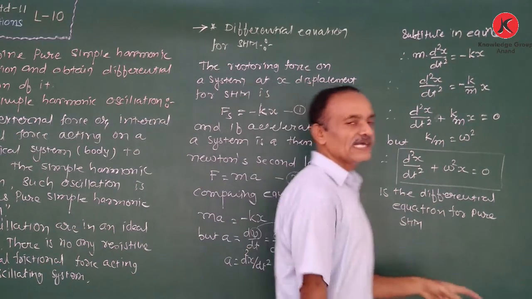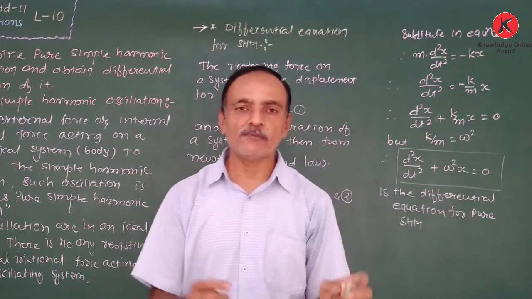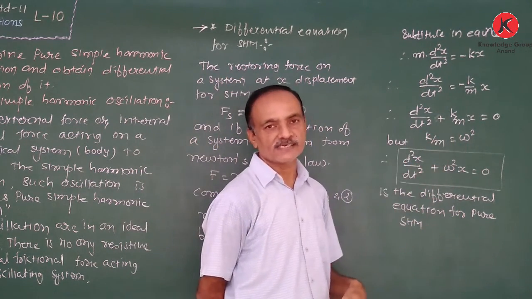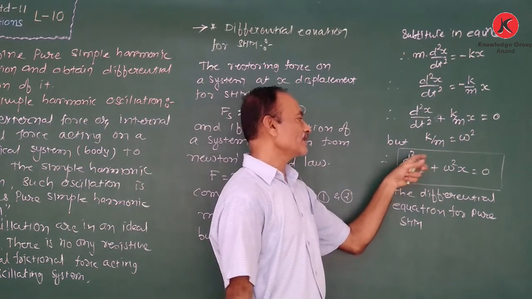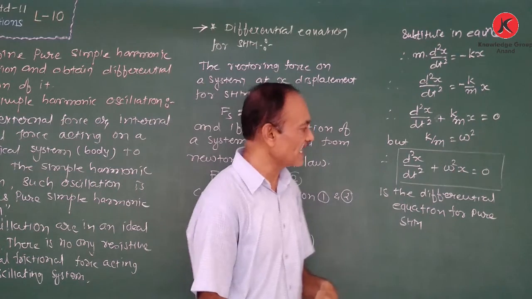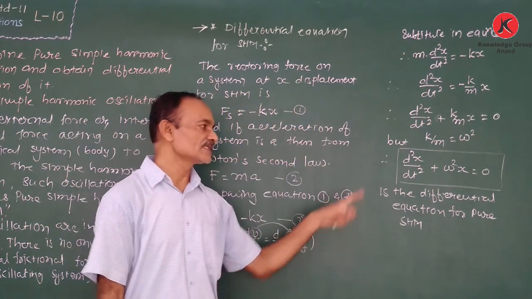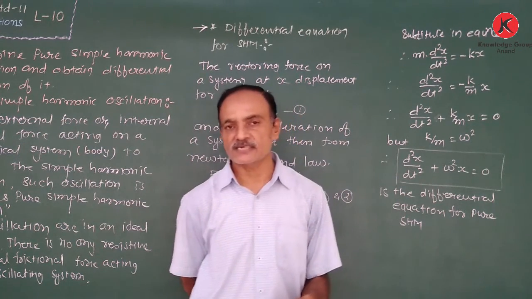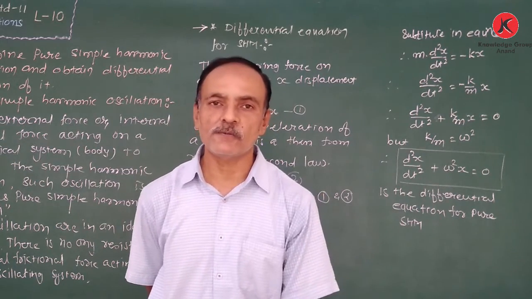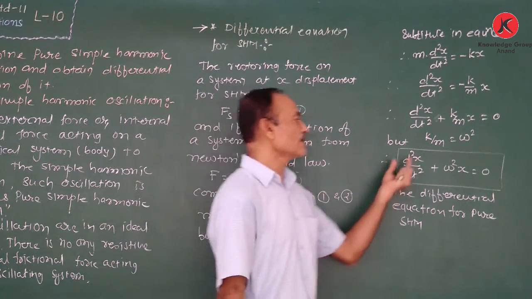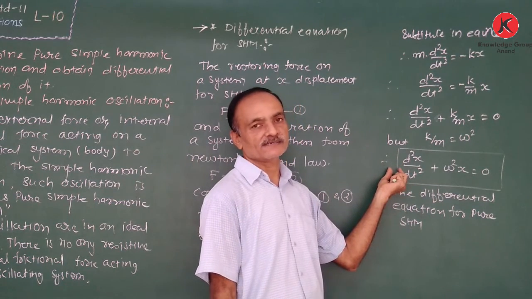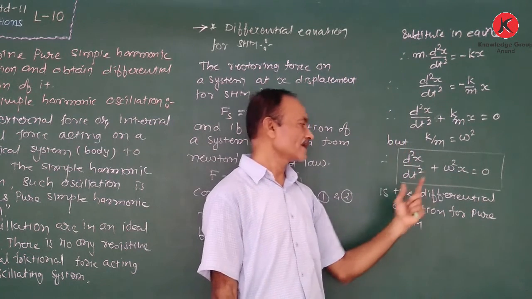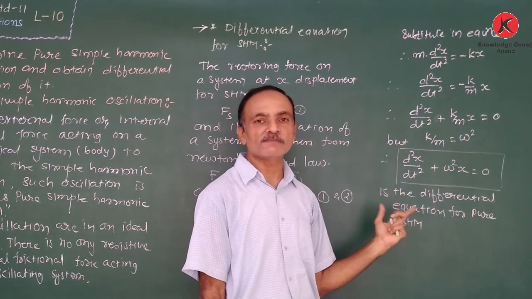But we know that omega is equal to square root of k upon m. Therefore, k upon m is equal to omega square, and also k is equal to m omega square. Substitute here. Therefore, d square x upon dt square plus omega square x is equal to 0. So, this is the differential equation for pure simple harmonic motion. Keep in mind that in a differential equation, the term with the higher order of differentiation must be alone, with no multiplier. For that reason, first we divided each term by m. Clear? So that is the differential equation for pure simple harmonic motion.